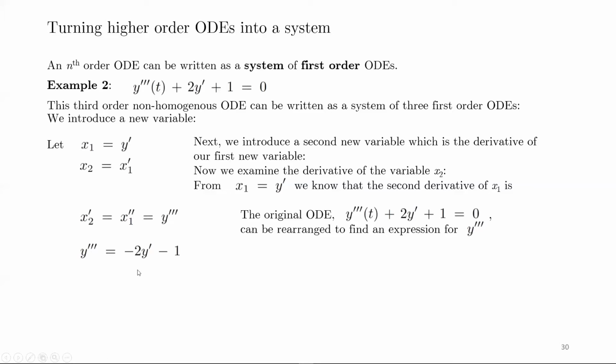But I said that y prime is equal to x1, so whenever I see a y prime in this equation, I can write x1. So y triple prime is equal to negative 2 times x1 minus 1. And so really what I'm saying is that x2 prime, which is equal to y triple prime, is equal to negative 2x1 minus 1. So now I have three first order linear ODEs for my three dependent variables: y prime equals x1, x1 prime equals x2, x2 prime equals negative 2 times x1 minus 1.